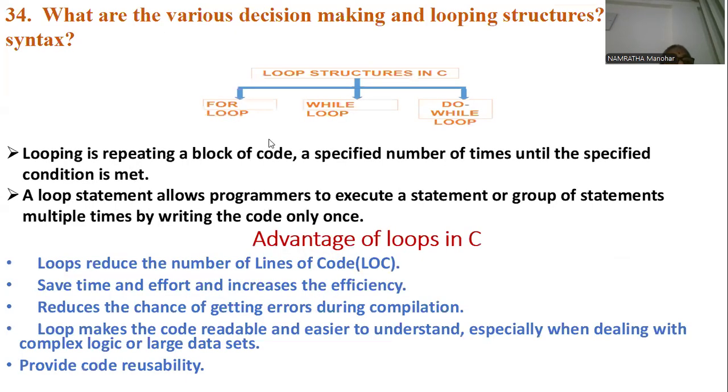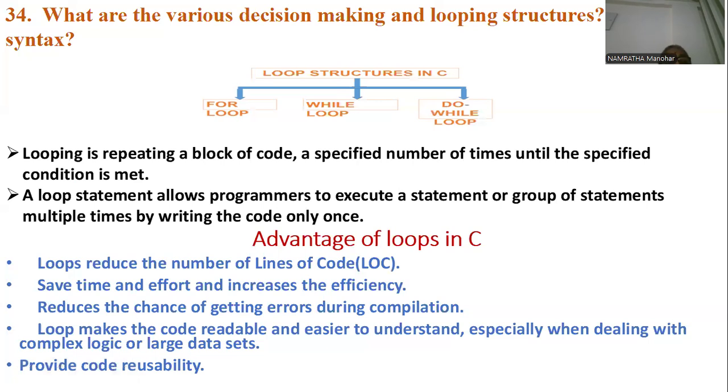Now, in this particular episode, as I told, we will be discussing question number 34 and 35. So here in 34, we are going to discuss what are the looping structures. Looping structures in C are of three types. For loop, to repeat a task again and again.